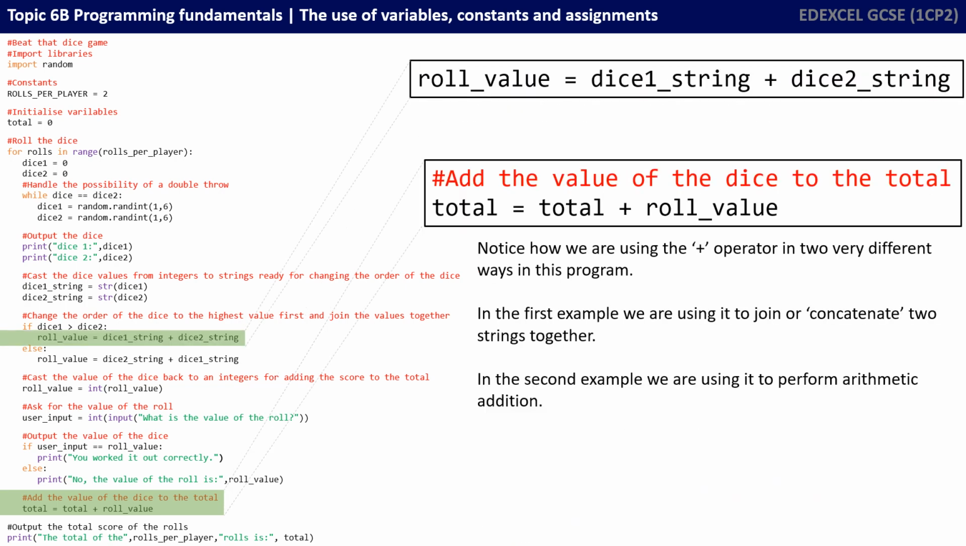You'll notice how we're actually using the plus operator here in two very different ways in our program. In the first example, higher up the program, where we're saying roll value equals dice1 string plus dice2 string, we're joining together or concatenating two string variables. In the second example, the plus is performing an arithmetic operation of addition and is adding the value of total to the value of roll value. When the same symbol is used to do two completely different things, it's known as overloading, but this is not something you need to worry about at GCSE.